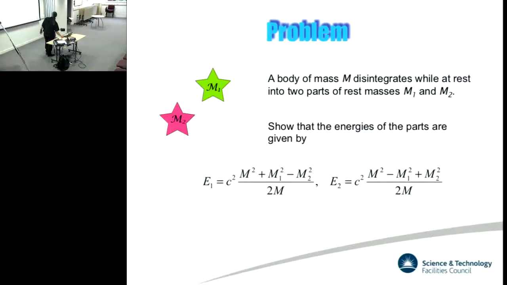Okay, so here's a classic problem. Given a mass which starts off at rest, and let's say it disintegrates spontaneously into two masses. Those two masses, they're different, M1 and M2. They fly apart from each other, so there's some leftover energy converted into kinetic energy. Show that the kinetic energies of these are given by these two formulae.